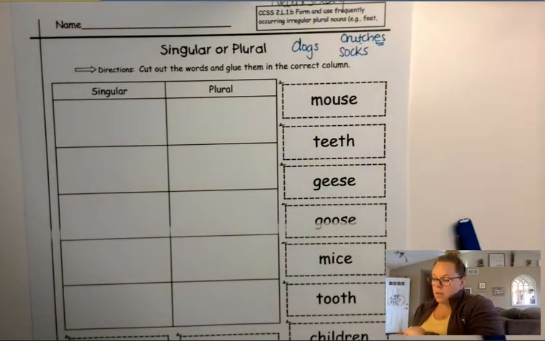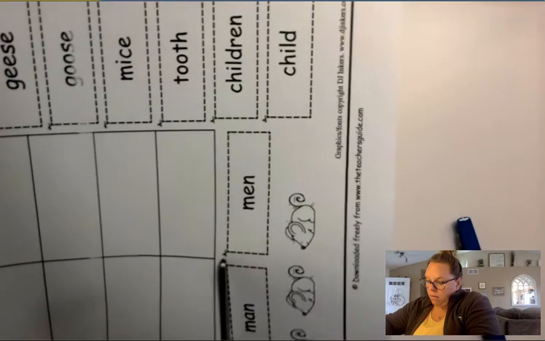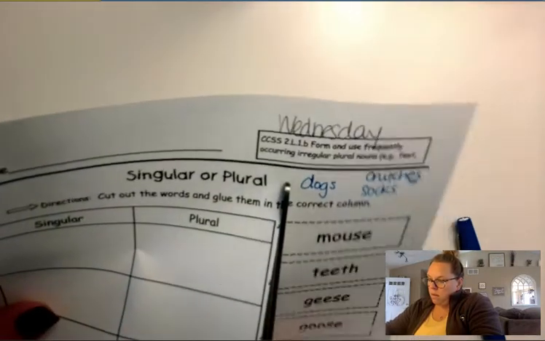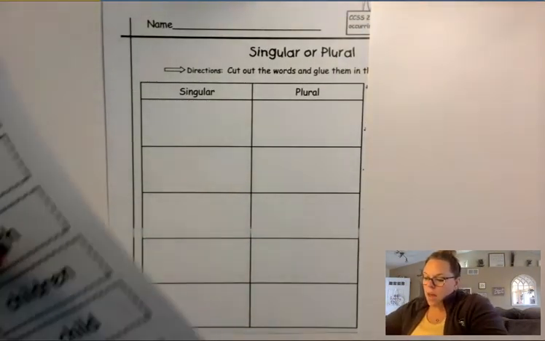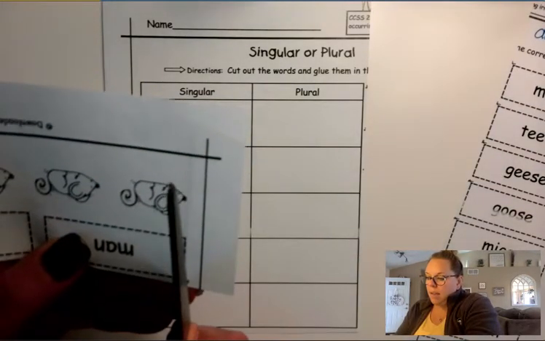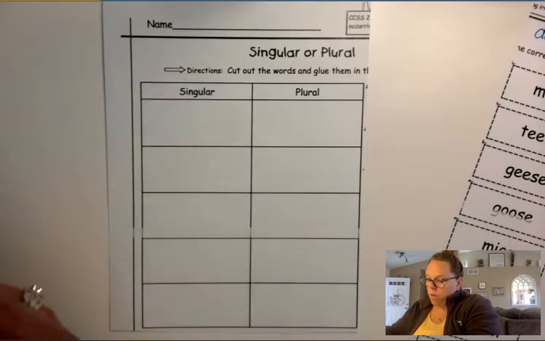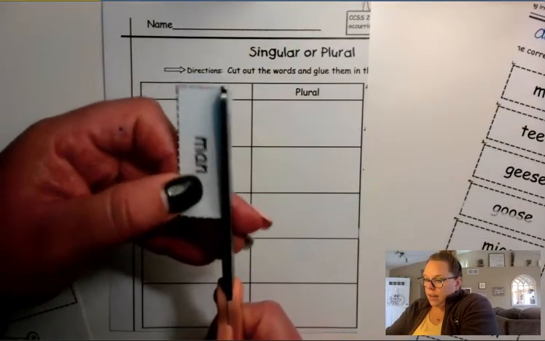correct spot. Okay, so this sheet you're going to end up cutting like this. And like this. So this is all that you're going to have left. Okay, and then you'll cut out these pieces. I'm just going to cut out man and men because it was at the bottom. So for our purposes, it's the easiest for me to do. You'll see that I am cutting it on the dotted lines.